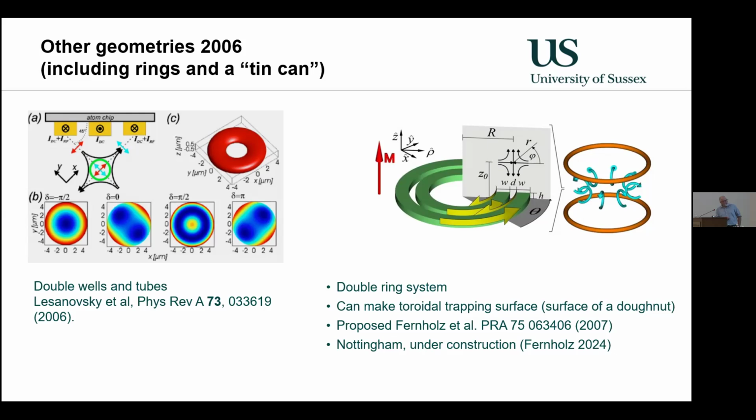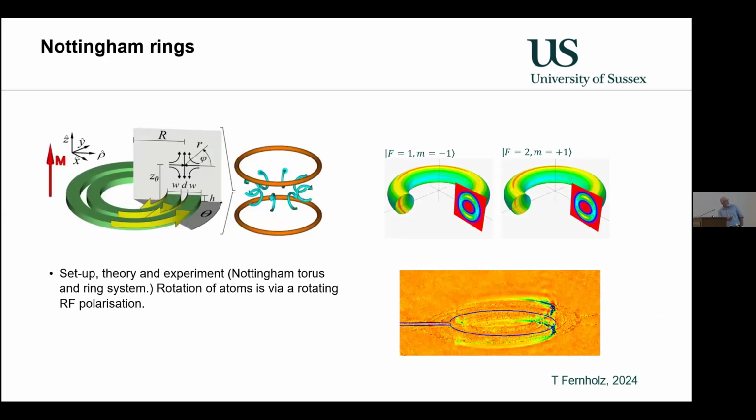This was proposed by Fernholz in Nottingham and his colleagues, and involves quite complicated, well, complicated in one way and not in others, sort of double permanent magnets here and coils that make a rotating circular polarization as you go around here, and that combined system can make a toroidal trapping surface and also double ring systems. And from earlier this year, this is his imaging of atoms in his toroidal trap, which he's done successfully so far.